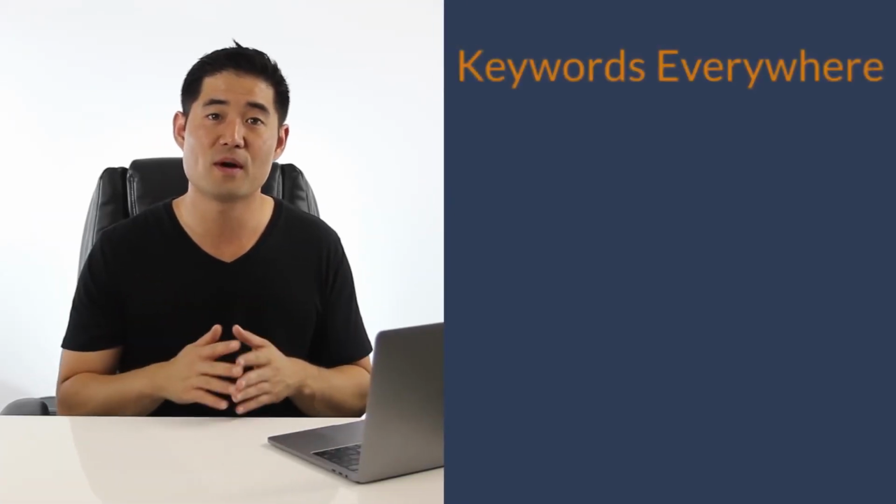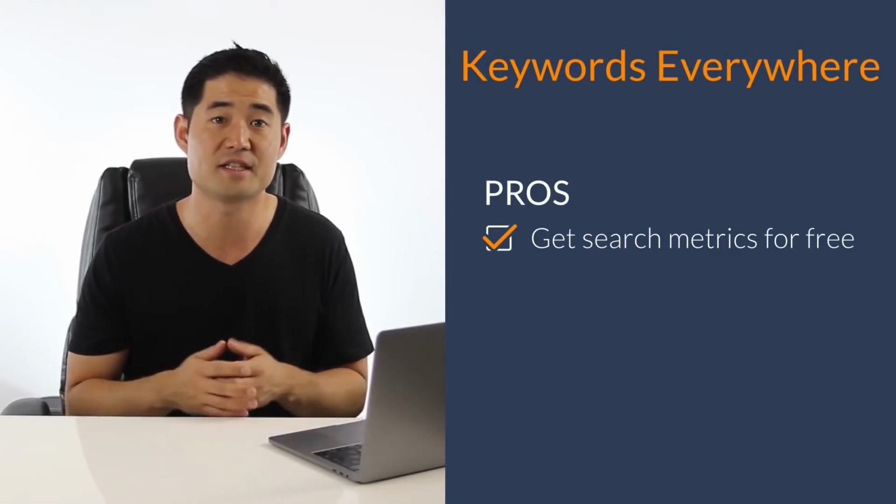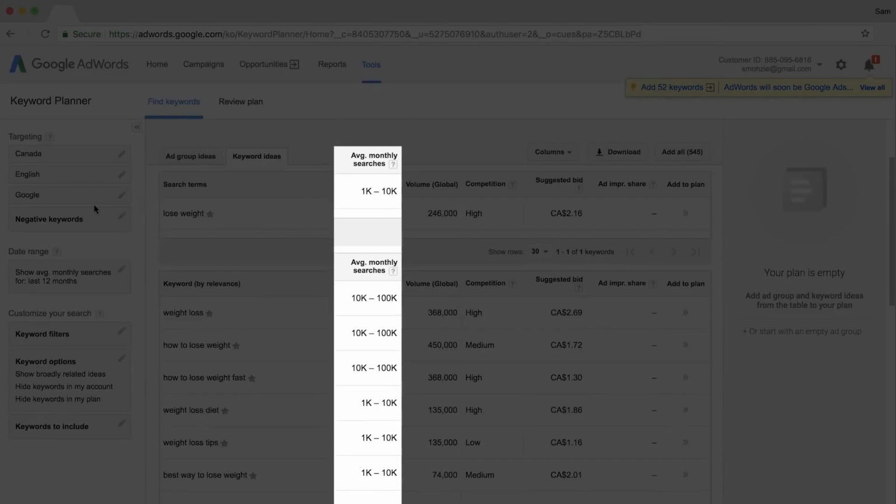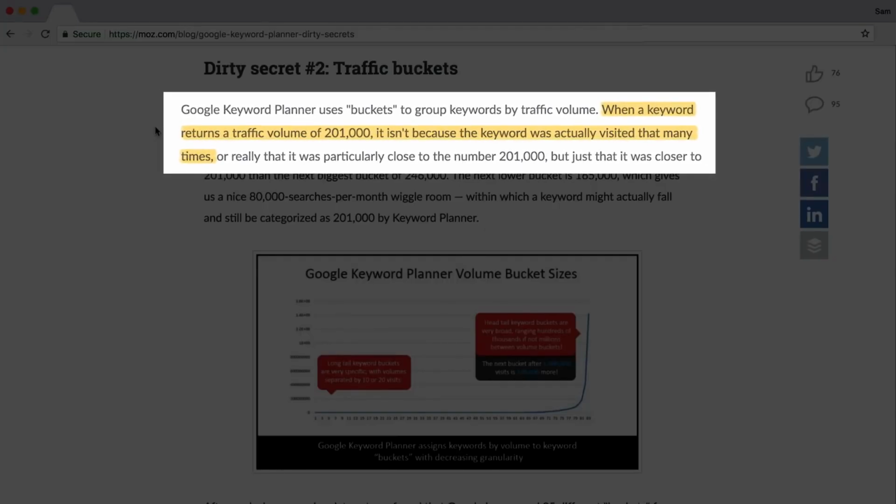The obvious pro is that you get all of the search metrics for free, considering Google Keyword Planner started restricting that data from users who aren't advertising on AdWords. So that's awesome. But there is one very serious issue. As far as I know, they source their data through Google Keyword Planner alone. The thing is that Keyword Planner uses buckets to group keywords. Russ Jones gave a good example of this in one of his blog posts. He said, when a keyword returns a traffic volume of 201,000, it isn't because the keyword was actually visited that many times, but just that it was closer to 201,000 than the next biggest bucket of 246,000.